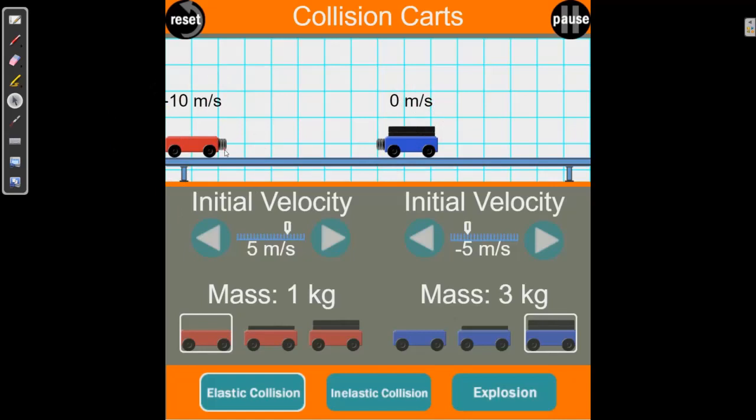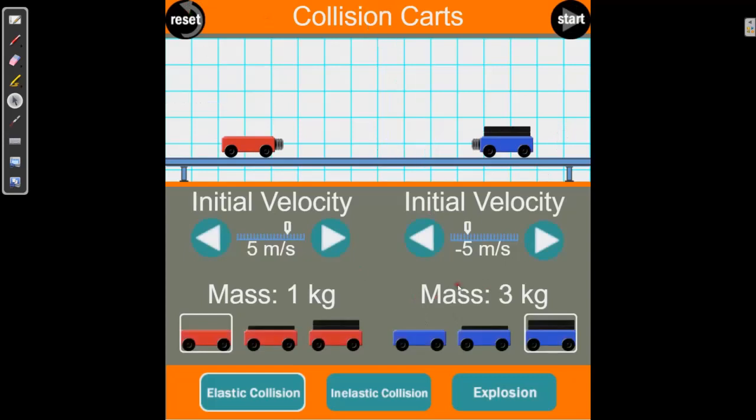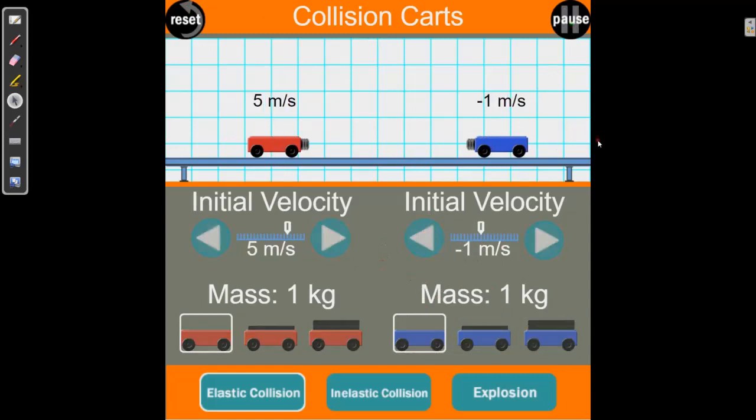Again, the math on that will work out, and this sometimes can be hard when you're just looking at simulations. I like doing this in the class with the actual carts. But okay, let's reset this one, and let's keep them with the same mass, and let's make this one at -1 meter per second. Let's check this collision out.